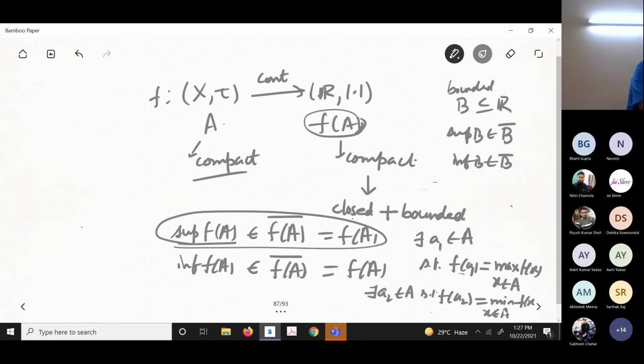That means if you have a real valued function, there I took functions between two topological spaces. But if the range is the real line, that means if you take a real valued continuous function on a topological space, then for any compact subset, the image will be closed and bounded, and as an implication it will have a maximum and infimum obtained as functional values. If A is closed and bounded, then both sup and inf are in it; that means bounds are attained. So any real valued continuous function on a compact set is bounded, and not only that, the bounds are attained as functional values.